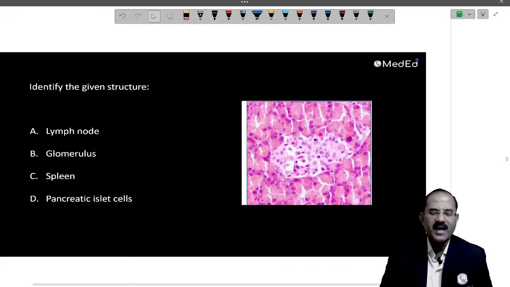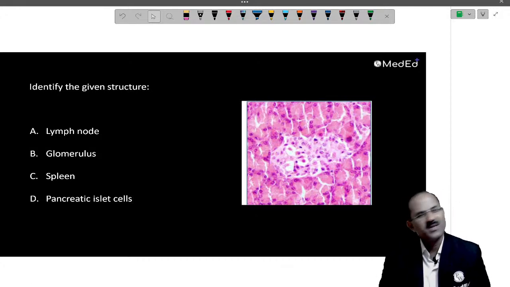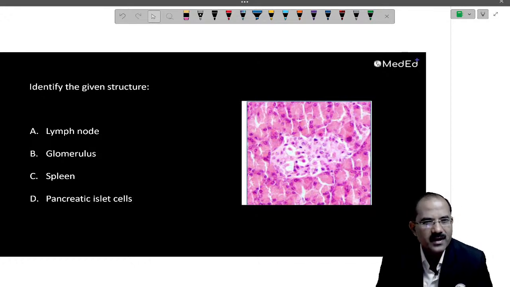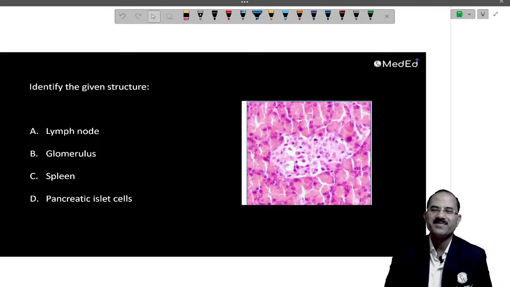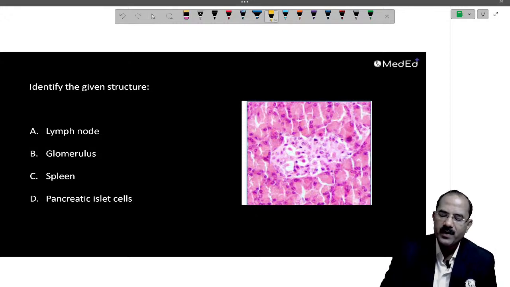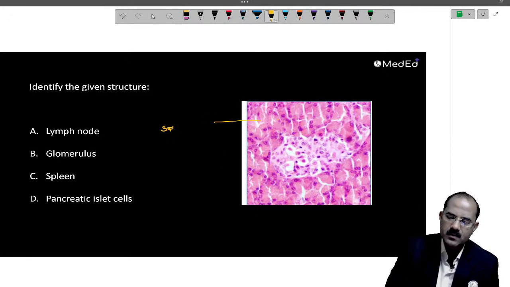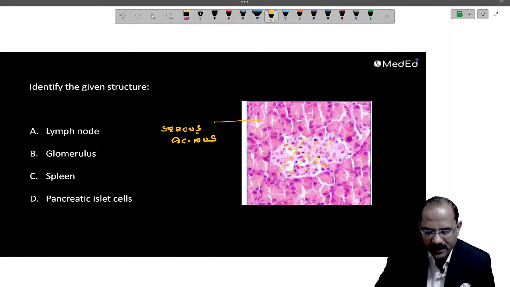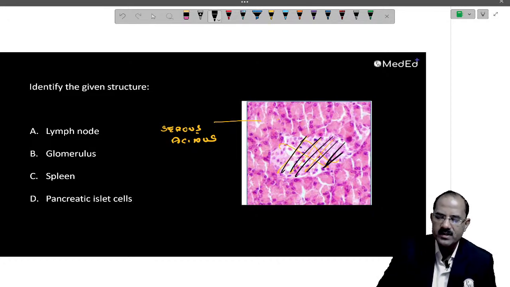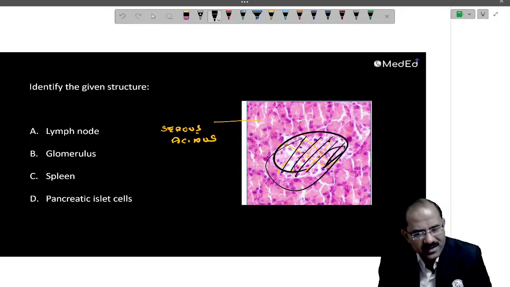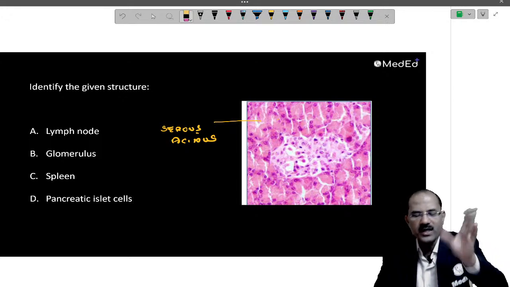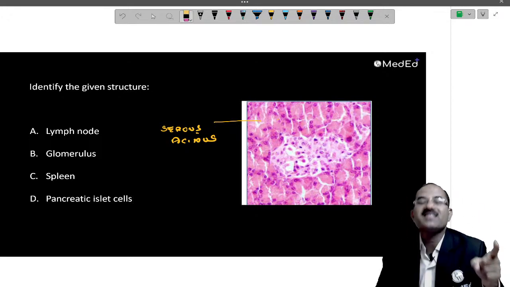Students, come on. Identify the given structure. Chalo, this you should be able to identify, bachcho, this is very important. Any guess? I'll give you a hint. This is serous acinus. If I don't see this structure, I identify this as a serous salivary gland. If I see only this much area, I would identify this as a serous salivary gland.